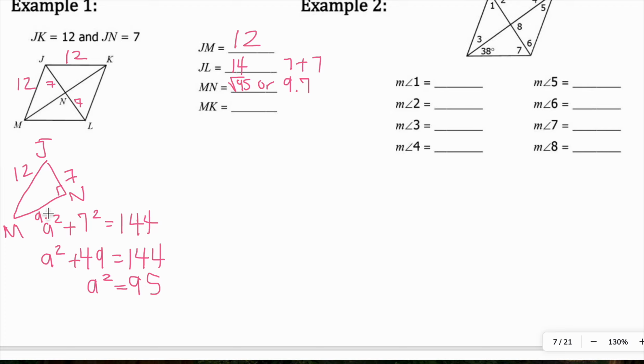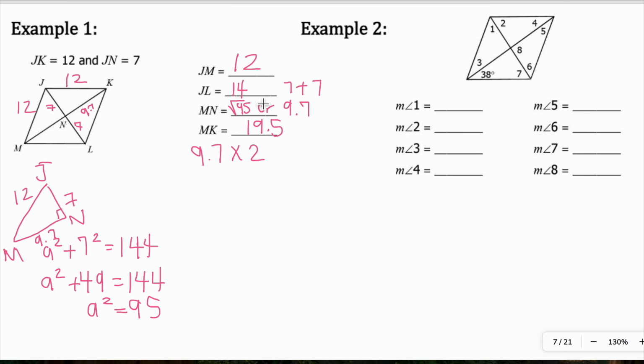So if this is 9.7, that means NK would be 9.7. So I'm just going to do 9.7 times 2, and I'm going to get about 19.5. That would be kind of how you do that there, thinking about the Pythagorean theorem here because we've got those right angles.